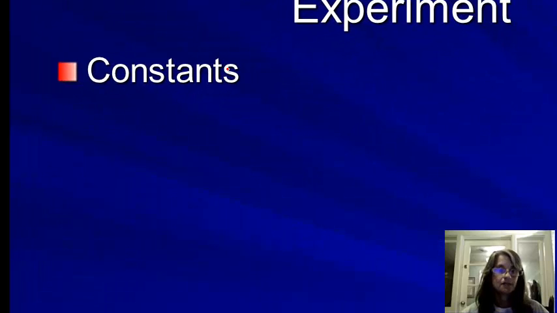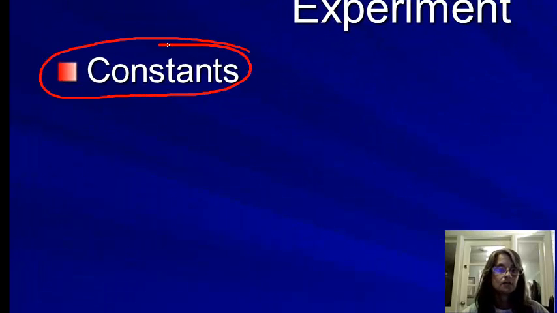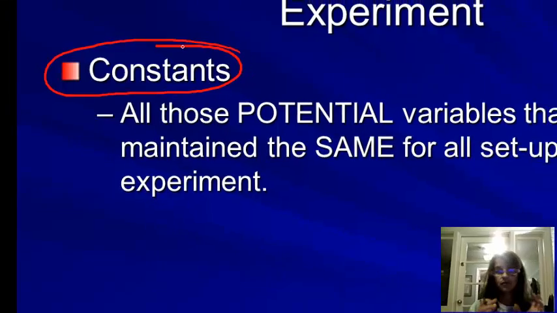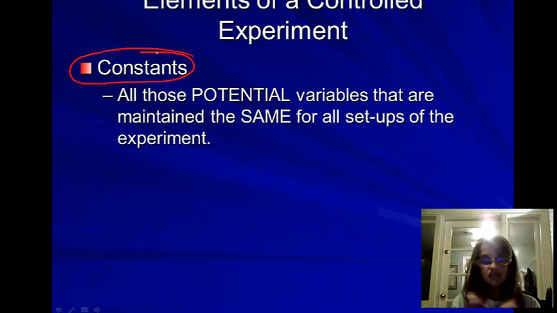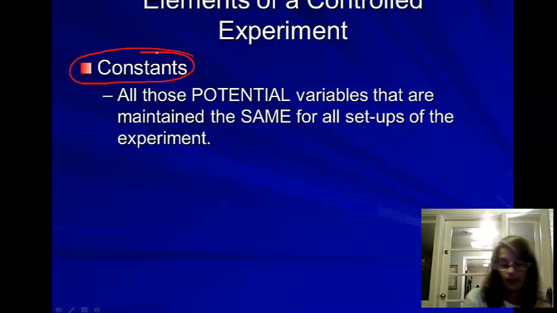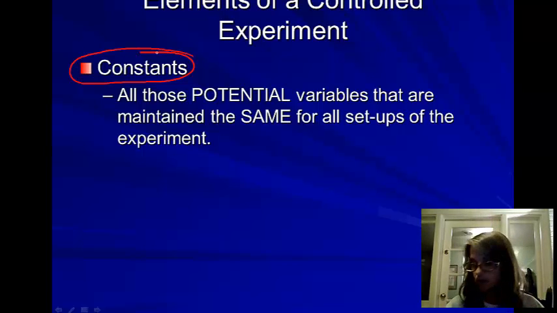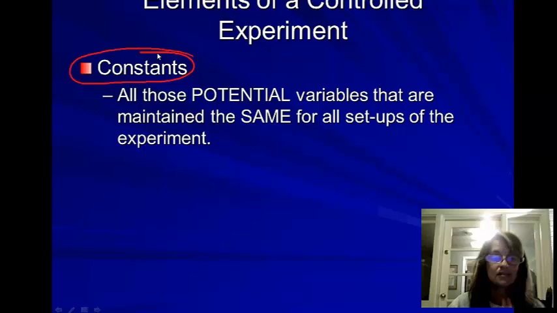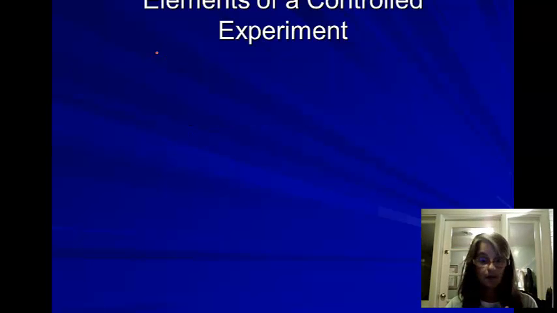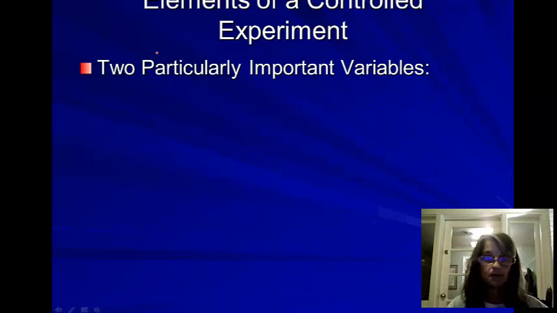So, constants. Constants are everything that is kept the same between those treatments. So constants are absolutely critical. If we vary the soil, then the soil is no longer constant. It's another variable, and it could affect our results. So constants are absolutely crucial. You have to keep as many things constant as possible among your different experimental treatments.